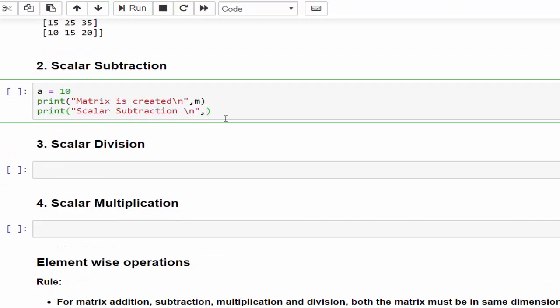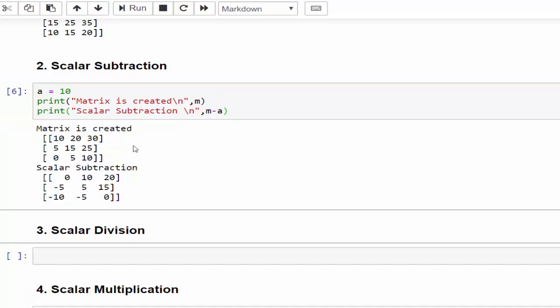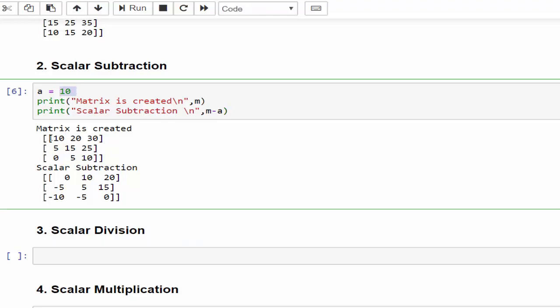Same way, scalar subtraction. So M minus A. Run. 10 minus 10, it's 0. 20 minus 10, it's 10. 30 minus 10, it is 20. Then 0 minus 10, it's minus 10, and so on. This is how scalar subtraction will be done.